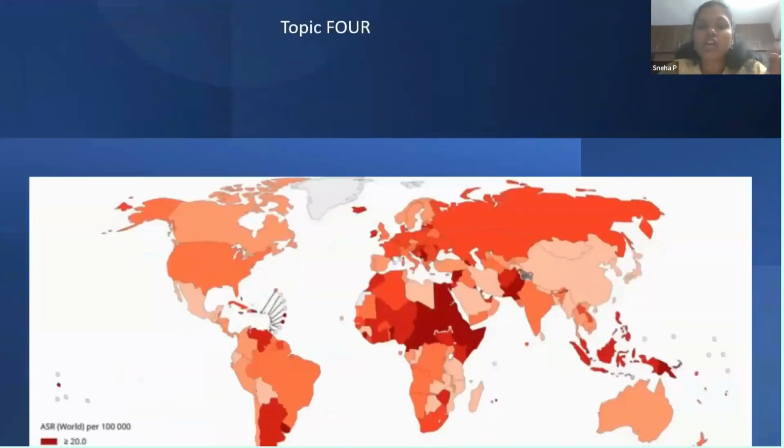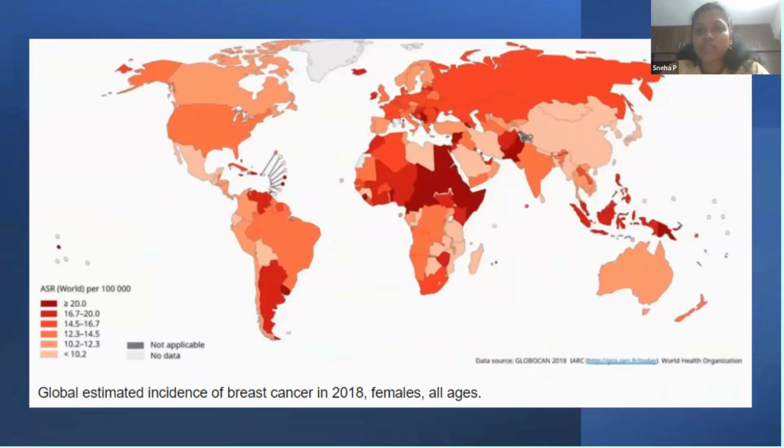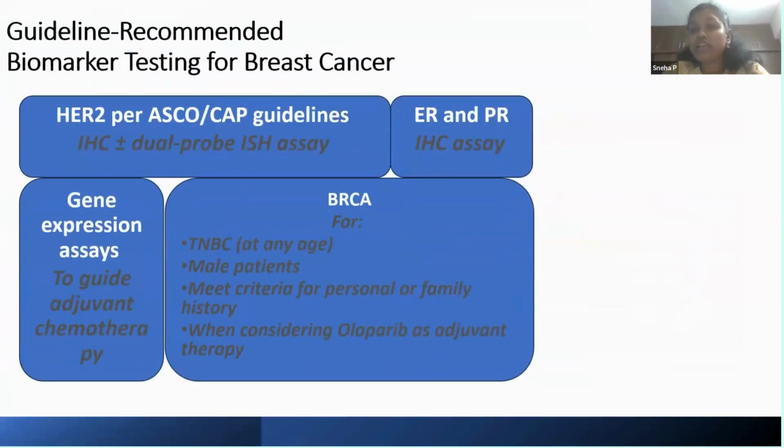We'll see. This is the approximation, the global estimate of the incidence of breast cancer in females in 2018. They have given this report. So breast cancer, as we know, is now a very, very common type of cancer among women, and it is also very lethal.